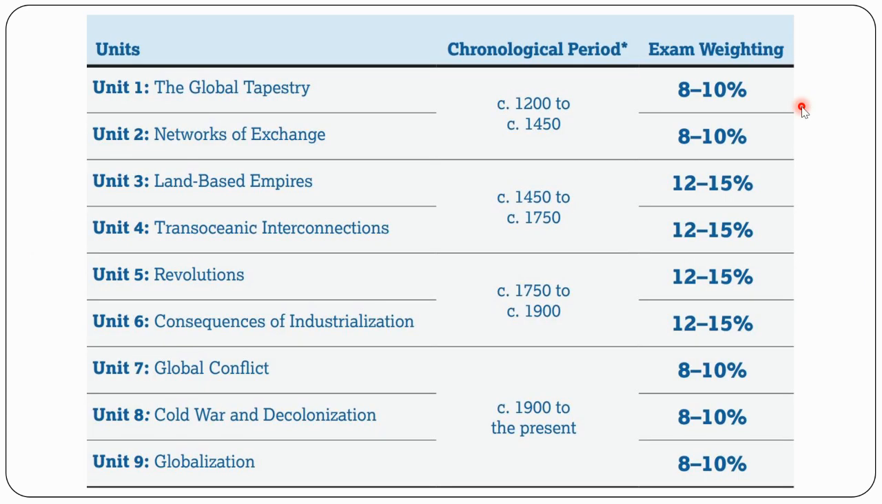There are 9 units, 4 time periods. And as we make our way through the class, we will make sure that you're aware of this, what themes apply, what essential questions apply. Each unit is worth roughly the same amount on the AP exam, but the middle ones are worth a little bit more.